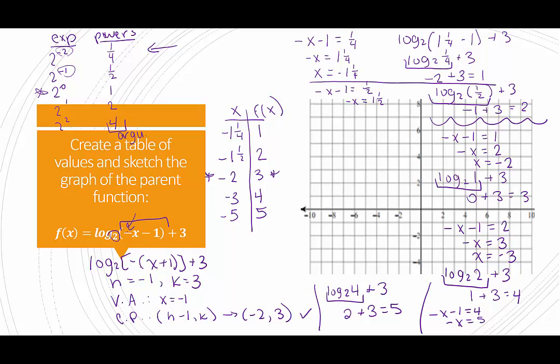Let's start with the vertical asymptote at negative 1. So nothing should be to the right of negative 1. That's why I did all my work over there. And let's plot these points. So this is going to show us a pretty accurate description of what this graph will look like.